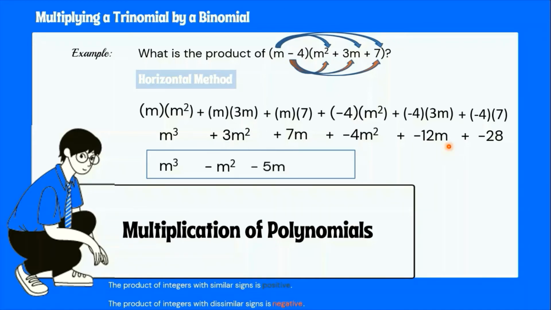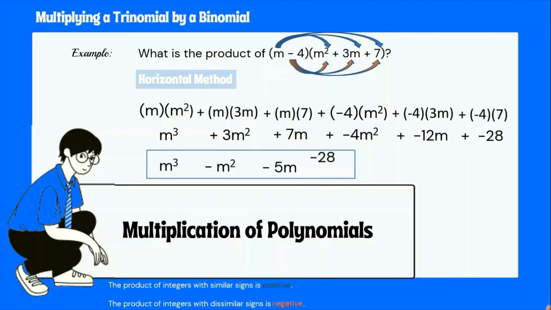Ang ating magiging sagot ay negative 5m. Galing ito sa 7 plus negative 12. Positive yung 7, negative yung negative 12. Kaya ang gagawin natin ay kailangan nating isubtract yung kanilang mga absolute values. Magiging 12 minus 7. 12 minus 7 is equal to 5. And then, yung sign ng ating sagot ay based sa sign ng larger number which is 12. Ang 12 ay negative. Kaya magiging negative 5 yung sagot natin. And then, just copy the literal coefficient.